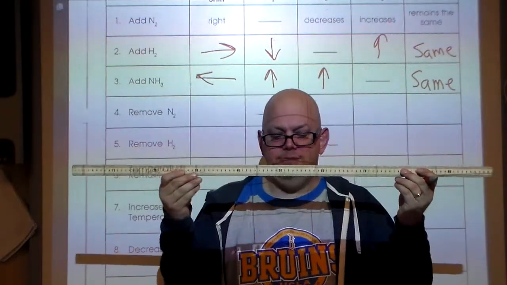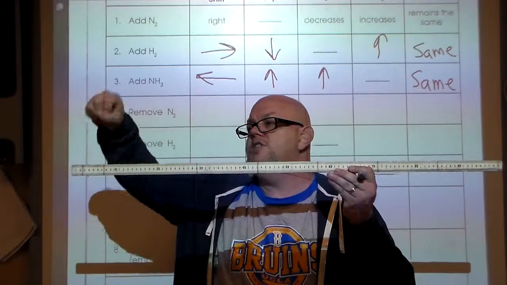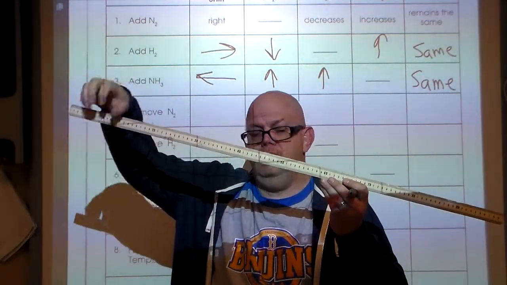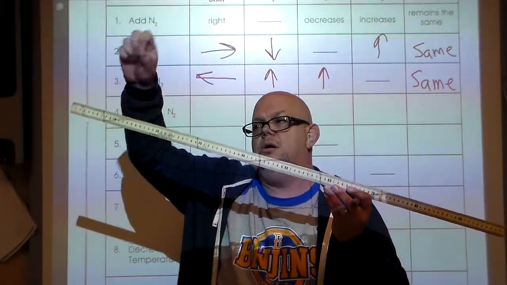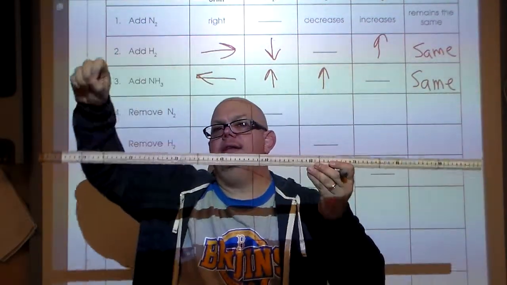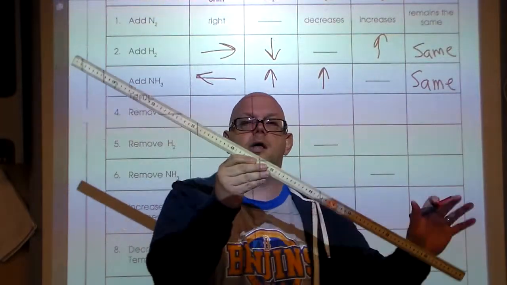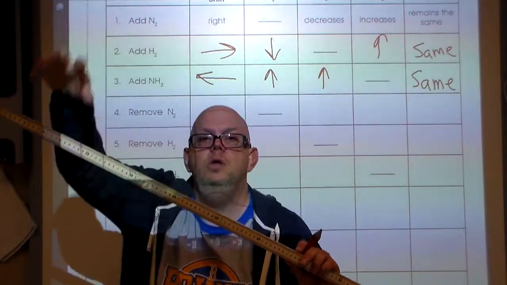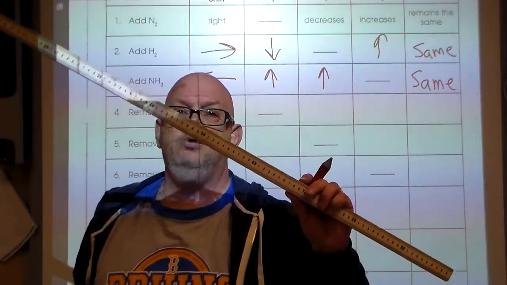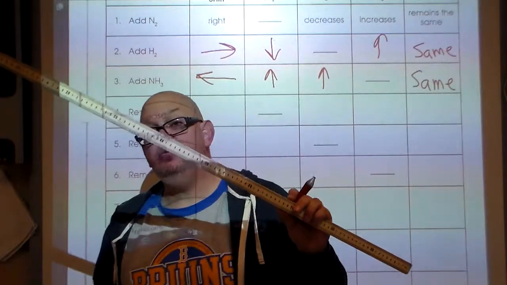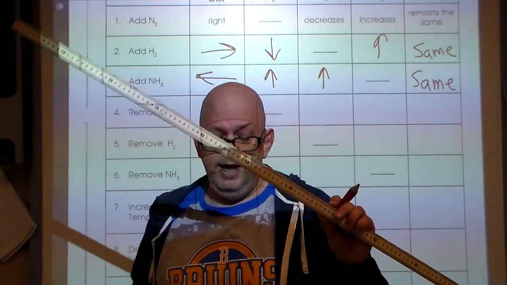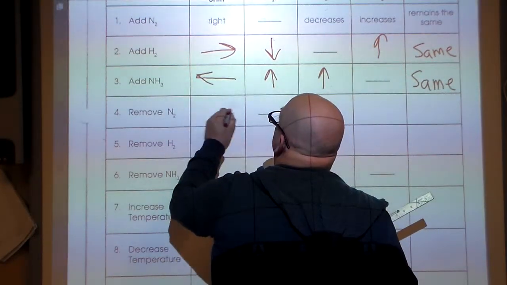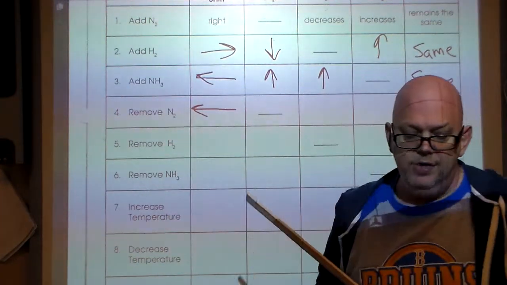Okay, so what happens if we remove N2? Well, if we're taking N2 all of a sudden, what's going to happen? Things are not going great, are they? If it's reacting, then that means we've got more product than reactant, right? That's what's happening. We're not in equilibrium anymore. Something's got to happen. And according to Le Chatelier, ladies and gentlemen, it's going to shift to the left.